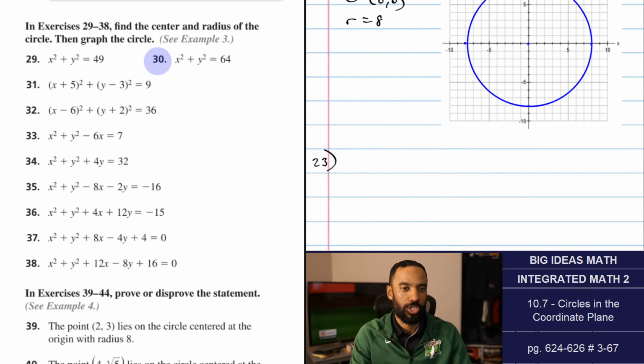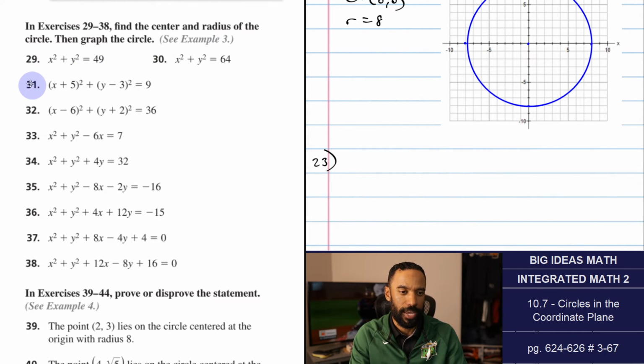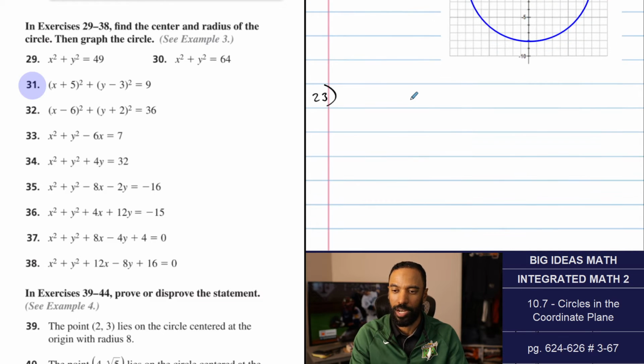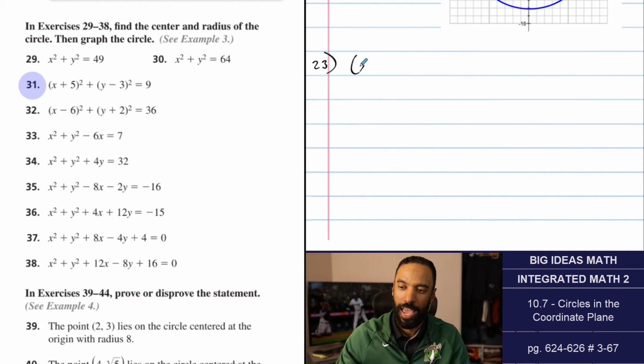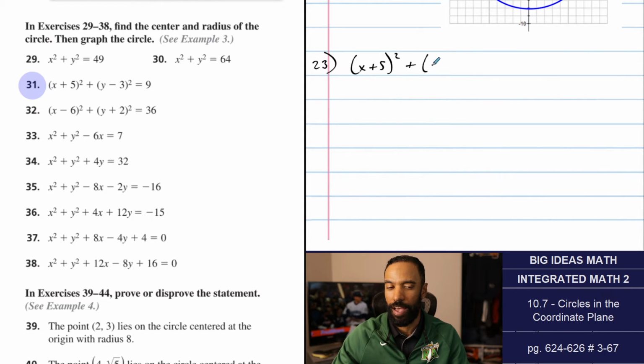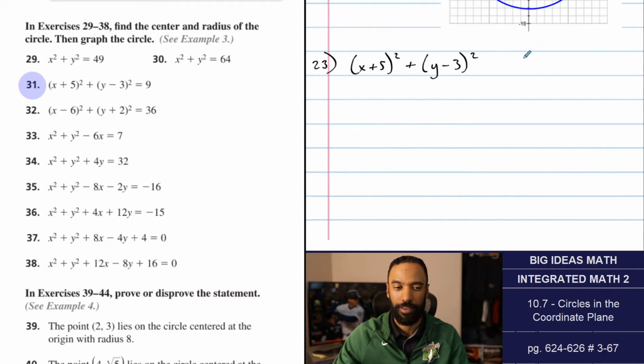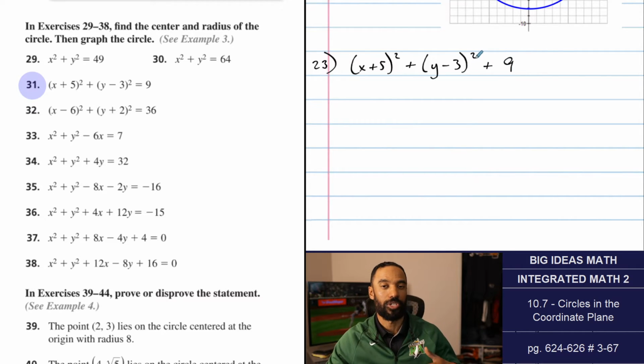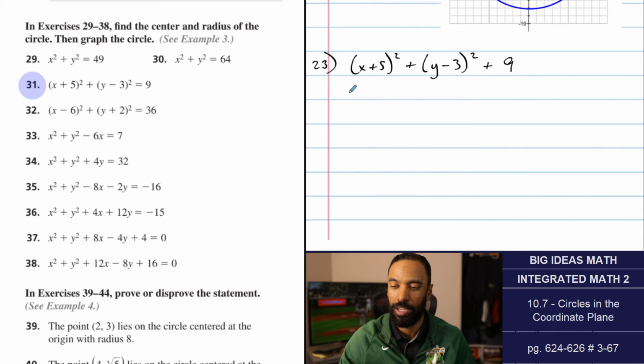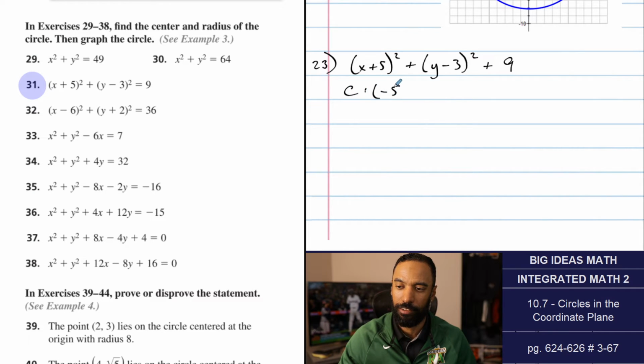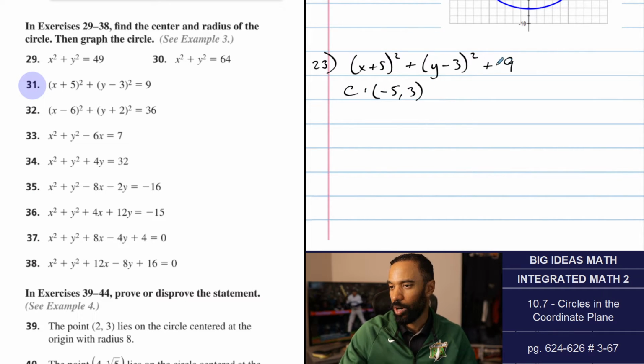(x + 5)² + (y − 3)² = 9. Now, they do ask you to pull out the information anyway. So, for (x + 5)² being x − h, the h value should be negative 5. For (y − 3)² being the y − k portion of this, the k value should be positive 3. So your center's at (−5, 3). And that's not a plus, that should be an equals.